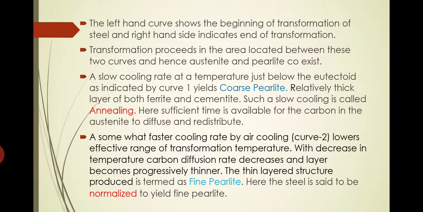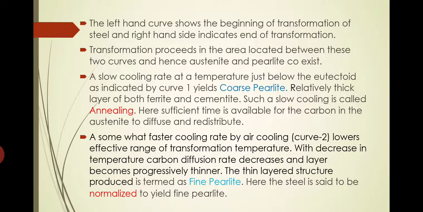First one is a slow cooling rate at the temperature just below the eutectoid, as indicated by curve 1, yields coarse pearlite. If the cooling rate is very slow, then what final structure will we obtain after this process? It is known as coarse pearlite. The structure of coarse pearlite is a relatively thick layer of both ferrite and cementite. Such slow cooling is called annealing.